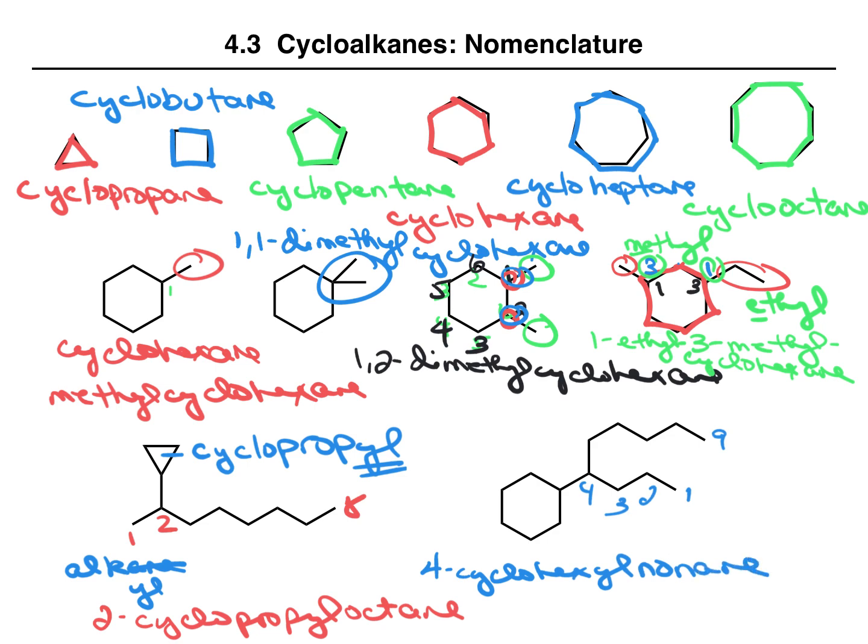So this tells us that we have a 9-carbon chain, and at position 4 of this 9-carbon chain we have a cyclohexyl group, which means we have a 6-membered ring as a branch off of carbon 4 of a 9-carbon chain. So in general, the naming for cycloalkanes is very similar to the naming for alkanes themselves, except you have to specify that the carbons are in a ring. But the same thing follows whether the ring is the base name with substituents or whether the ring is the substituent and something else is the base.